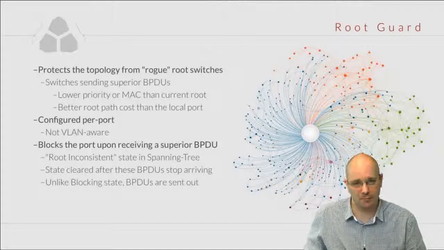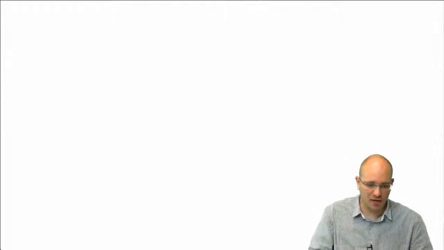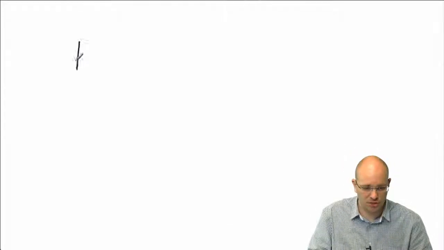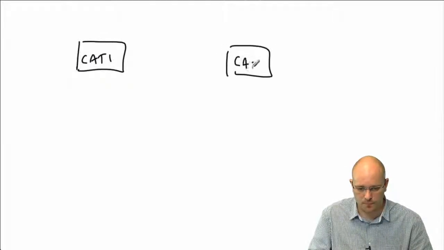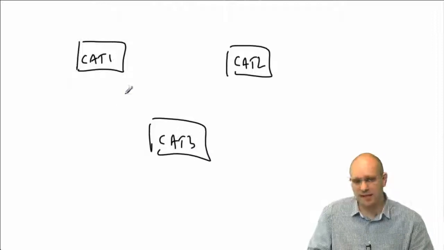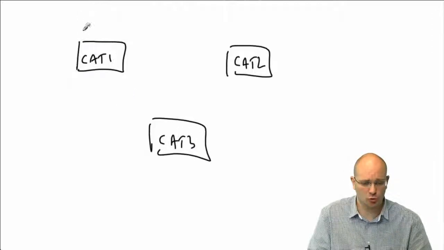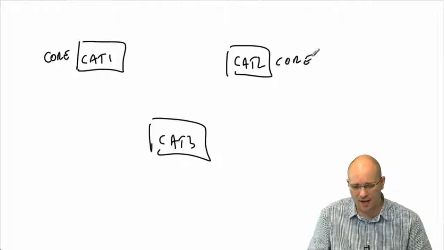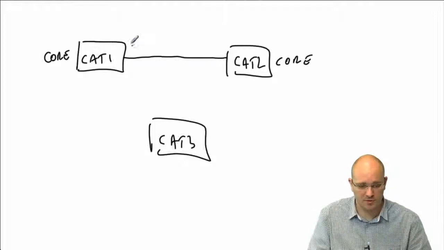Let me give you an example of all this. Let's imagine a network consisting of 3 switches: our Cat1, Cat2, and Cat3. Let's say that Cat1 and Cat2 are the core switches in our network, and they have a high-speed interconnection of 1 gigabit per second. So this is gigabit 0/1 and this is gigabit 0/1.